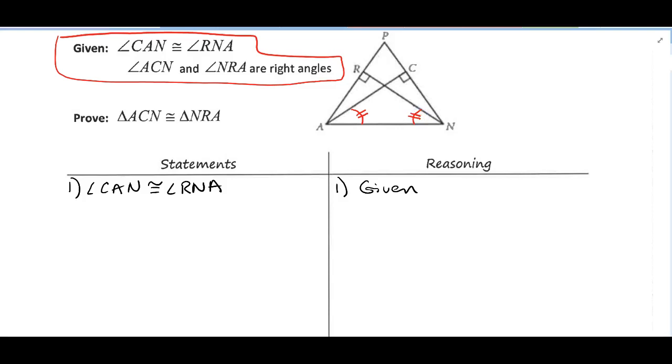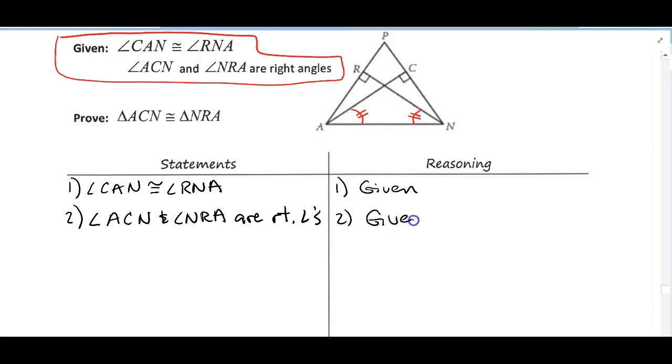And our next piece of information given to us in the problem is that angle ACN and angle NRA are right angles. And again, we can write that in the statements column because it is given to us in the problem. So if I'm trying to prove these triangles congruent, so far I've got this one pair of angles. So we're going to have to figure out some other stuff.